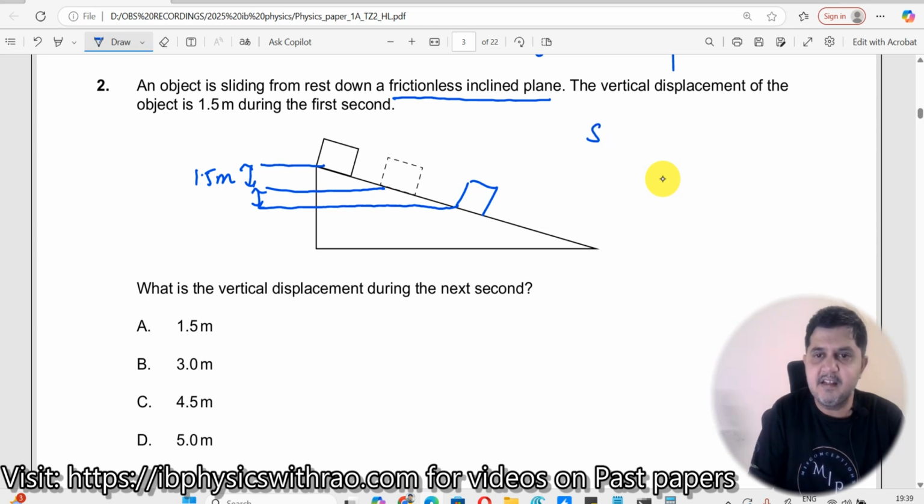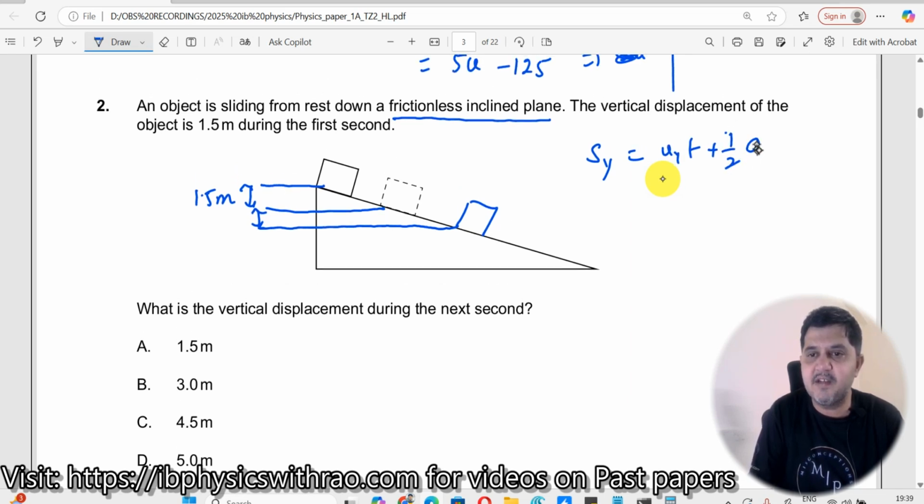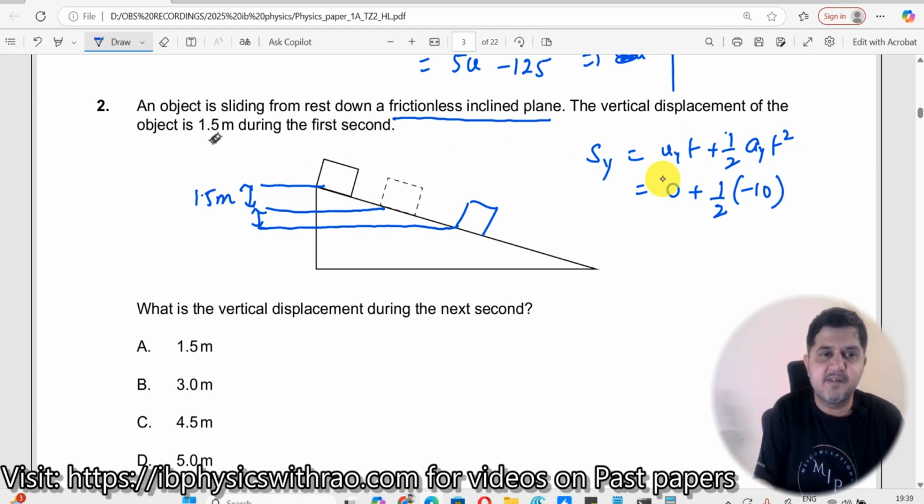Thus we can write sy, the vertical displacement, is given by uy t plus half ay t square. That's what we can write. So now uy, what is uy? It was kept at rest. The initial velocity was 0, plus a half into, what is ay? ay is minus 10, multiplied by t square. What is t here? For the first second, this was the displacement for the first second, so it was 1 over here. So this is the vertical displacement you got, right? But what am I getting? I'm getting this as minus 5.